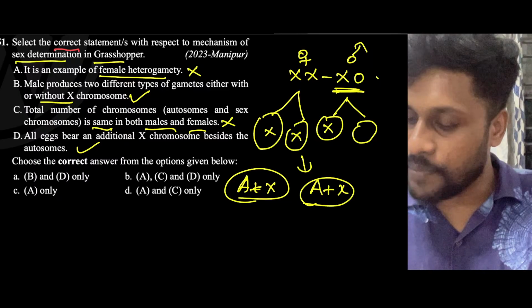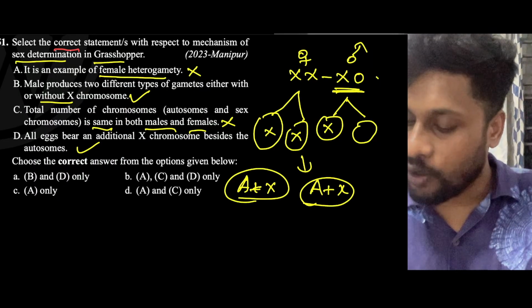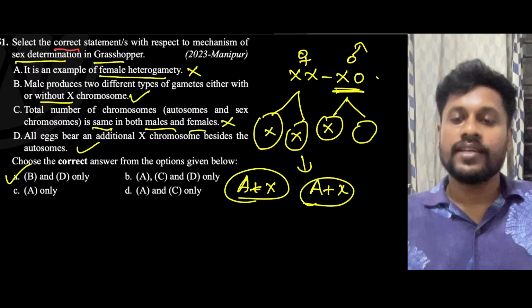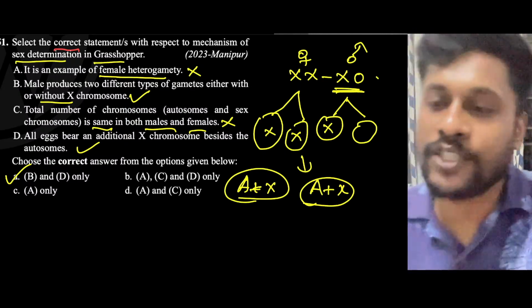So what will be the answer? BD. BD, yeah, option A will be the answer. Clear? Yes, yes, Padma Priya. Male heterogamety. Very good.